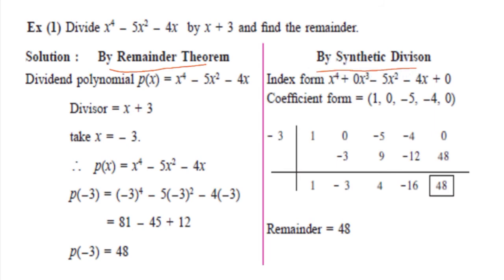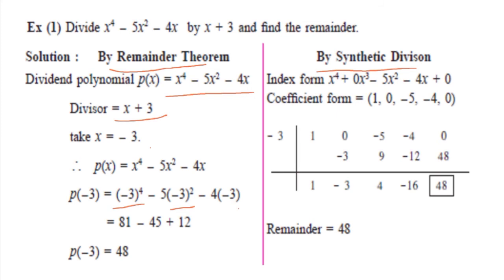By remainder theorem, the dividend polynomial is x raised to 4 minus 5x square minus 4x and the divisor is x plus 3. Therefore x is equal to minus 3. P of minus 3 is equal to x raised to 4, means minus 3 raised to 4, minus 5 into x square, means minus 3 square, minus 4 into minus 3.